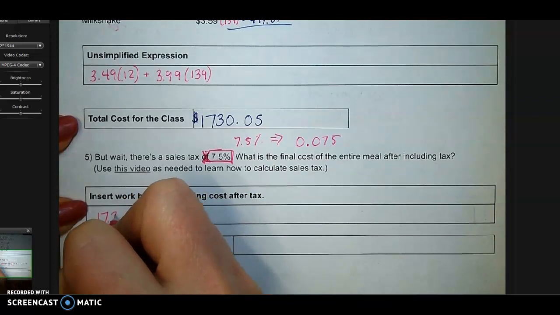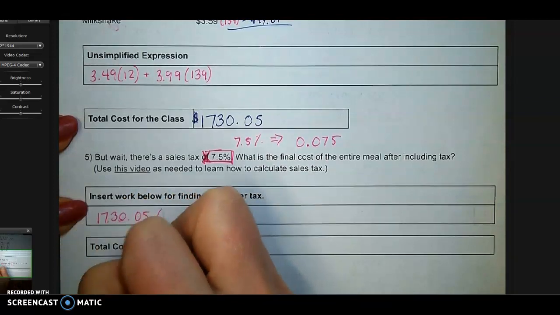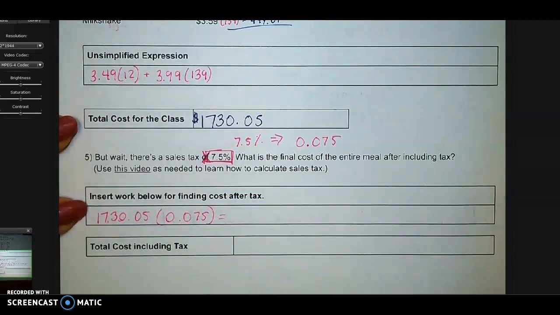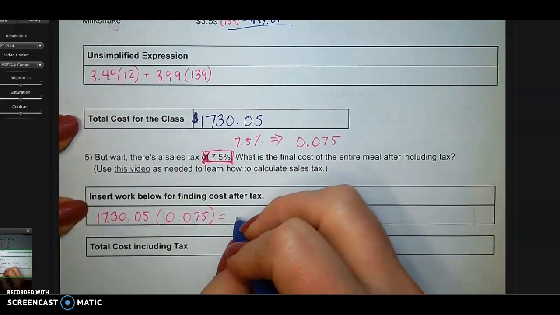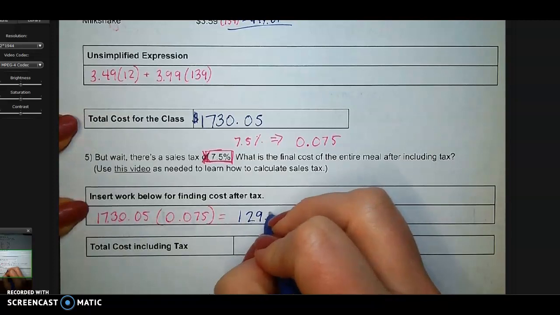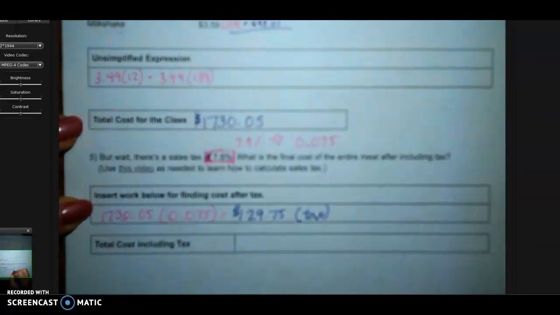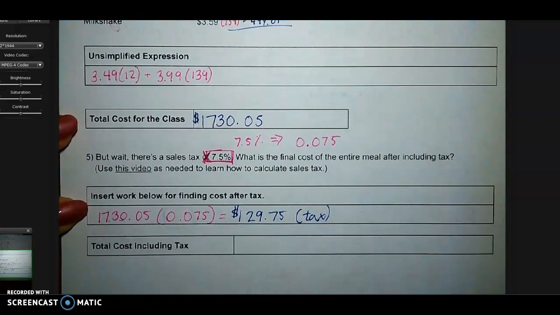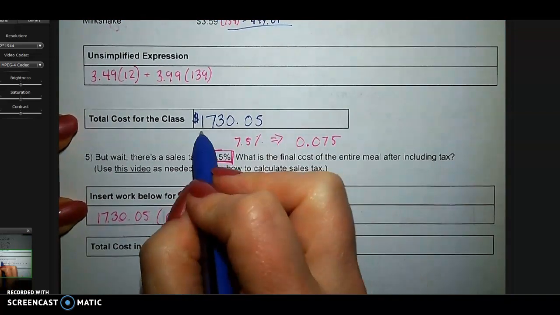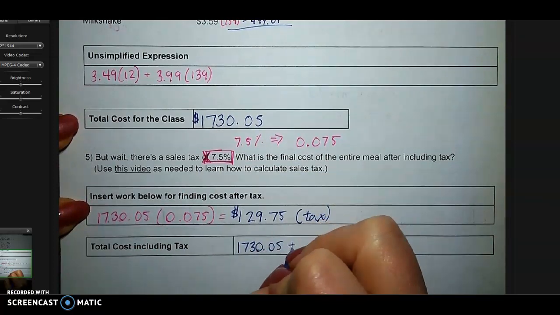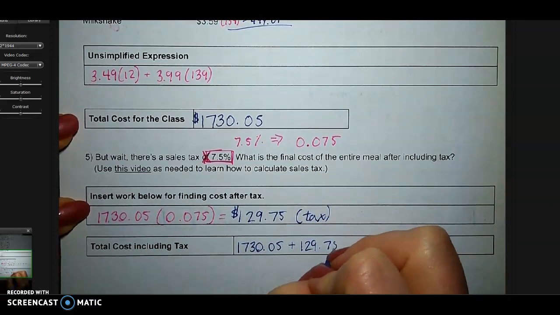So I take my total bill, and I'm going to multiply it times my sales tax rate in decimal form, and I get $129.75. Now this is just my tax. I'm not just paying that. I still have to go up and I still have to pay the $1,730.05, and I've got to add the tax in there.